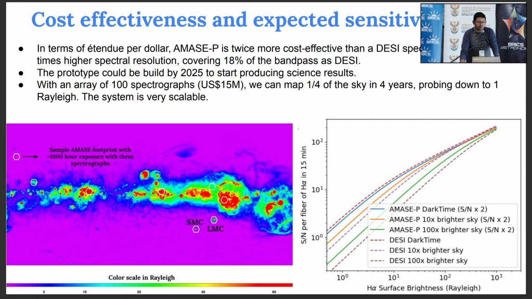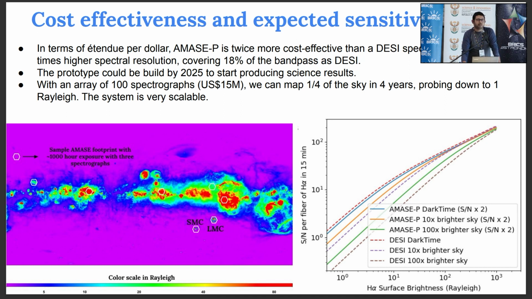So how far are we in terms of cost effectiveness? We are twice as cost effective as the current standard DESI spectrograph. We have 4 to 5 times higher spectral resolution, but that comes with a shorter bandpass, about 20% of the DESI bandpass. That's normal. And the idea is that the first prototype will be operating in 2025, and we will cover about 300 square degrees with 6 telescopes, 3 in the north and 3 in the south hemisphere.